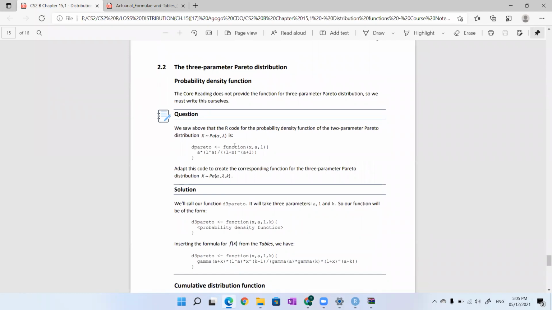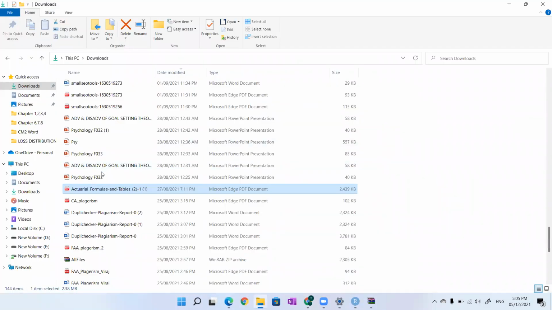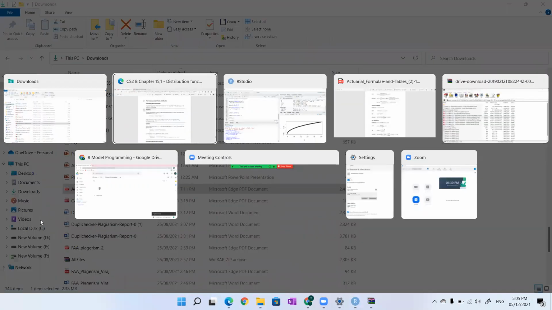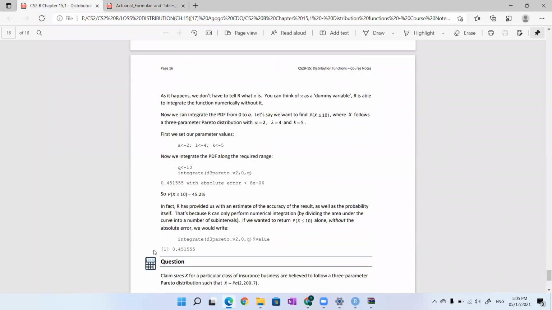Now with respect to your 3-parameter Pareto distribution, the same logic. I want you all to verify the logic. But obviously, where is the answer written? Okay, I will show you where the answer is.